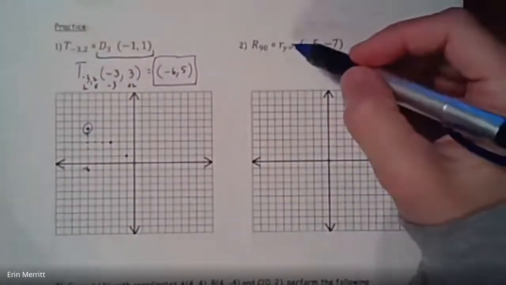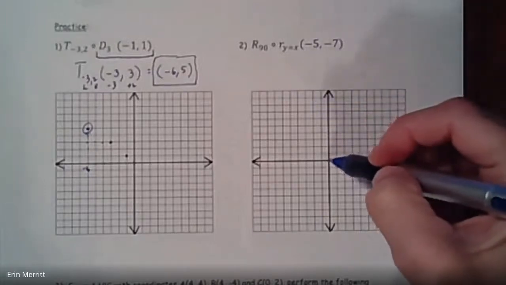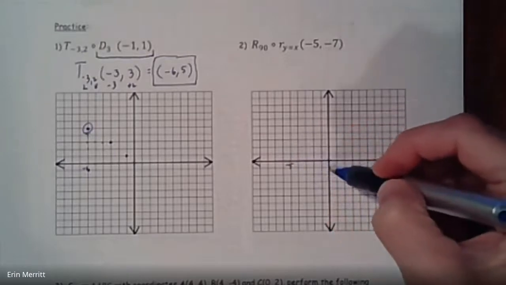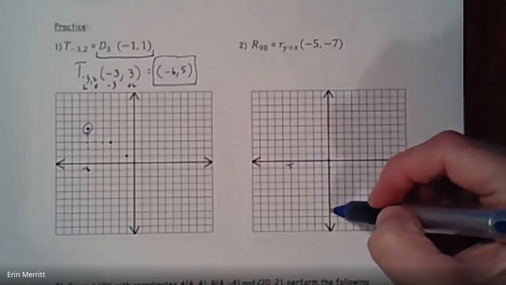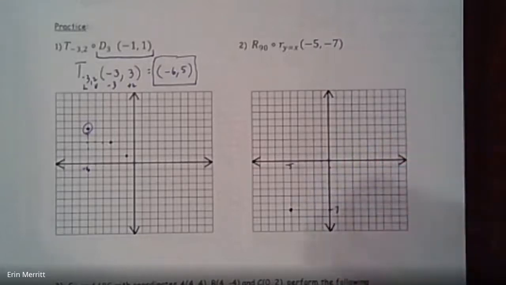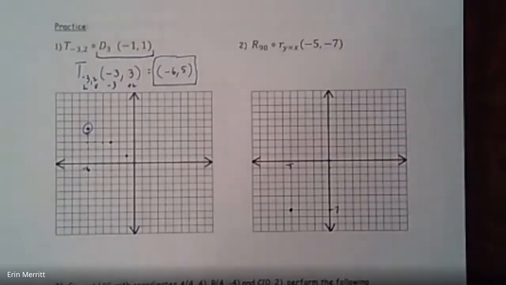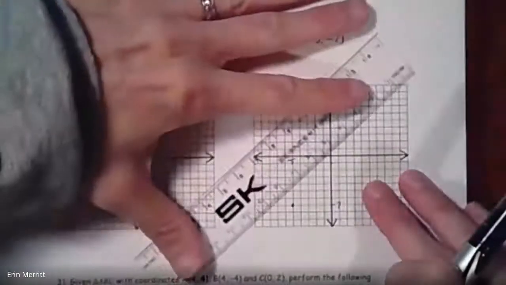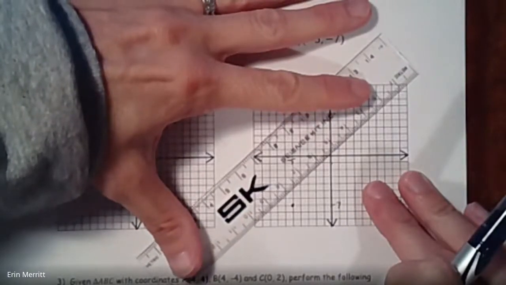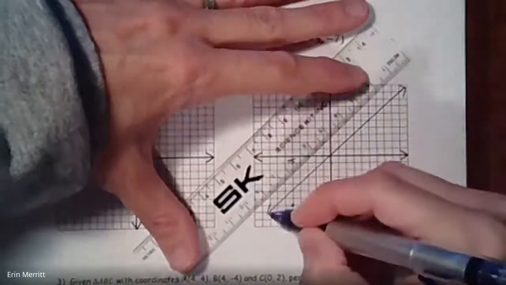All right, let's try the next one. We've got a reflection over the line y equals x. So first things first, let me get that point on here. So negative 1, 2, 3, 4, 5, and negative 1, 2, 3, 4, 5, 6, 7. All right, so there's my initial point. The line y equals x. Don't forget, that is that perfect diagonal where the slope is 1 and the y-intercept is right at 0. So I kind of sketched that guy in.